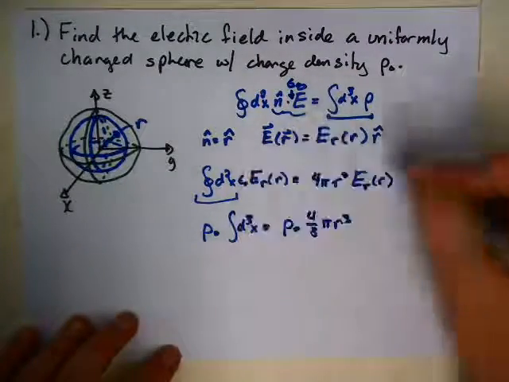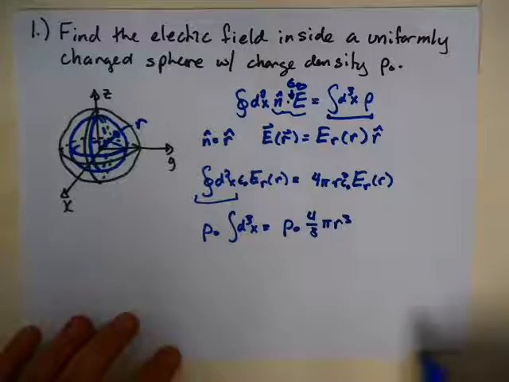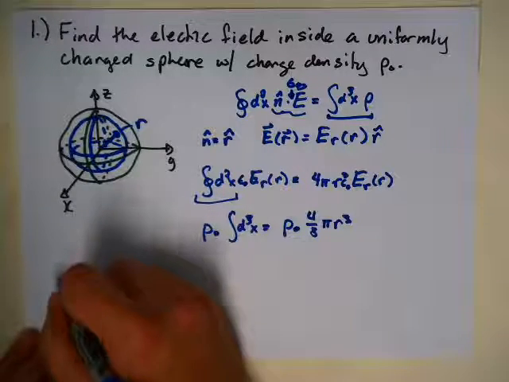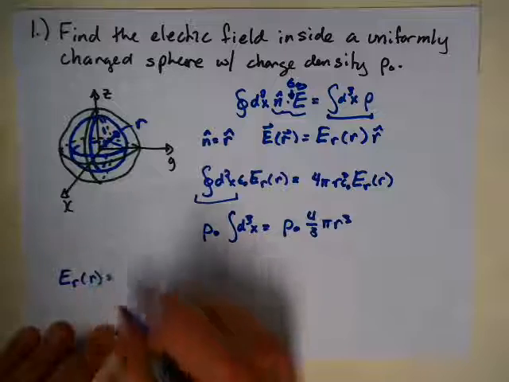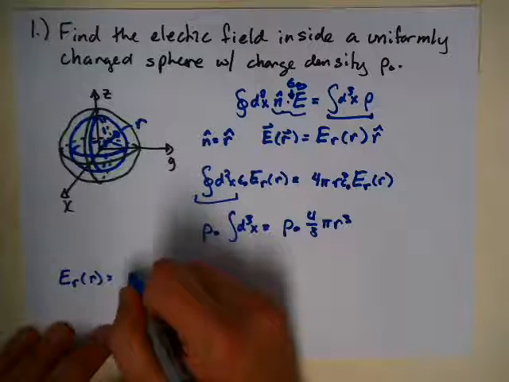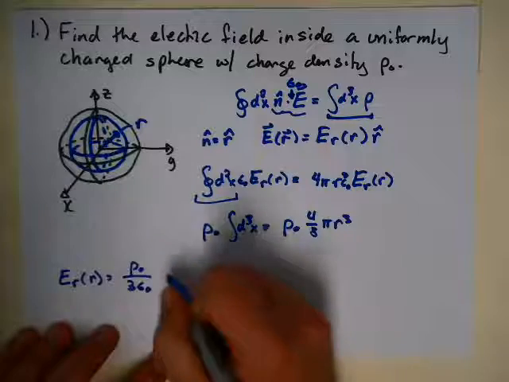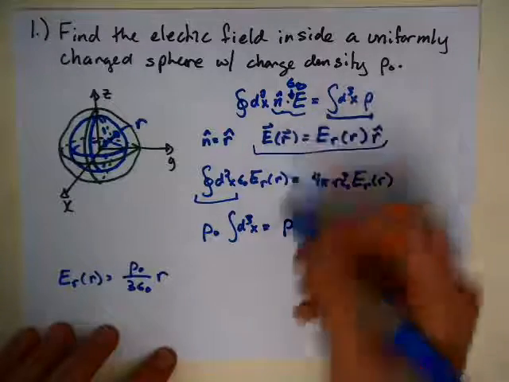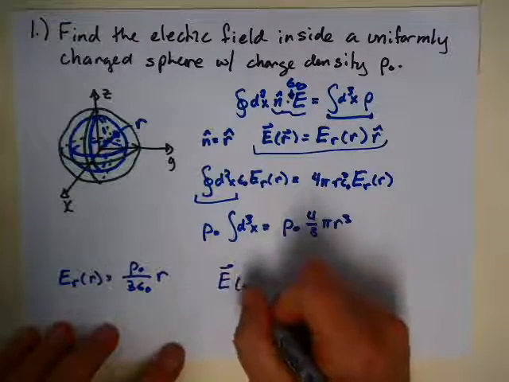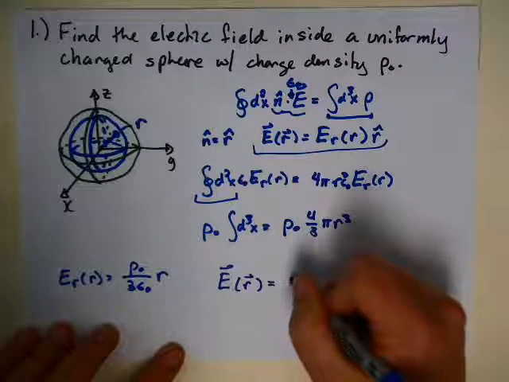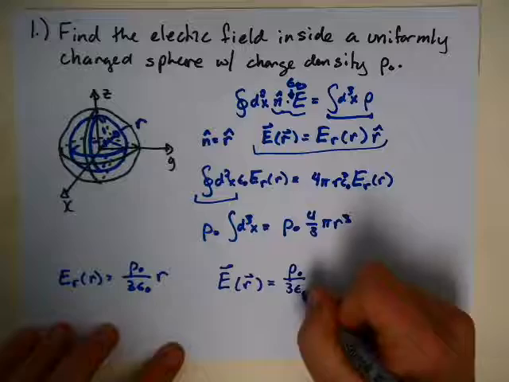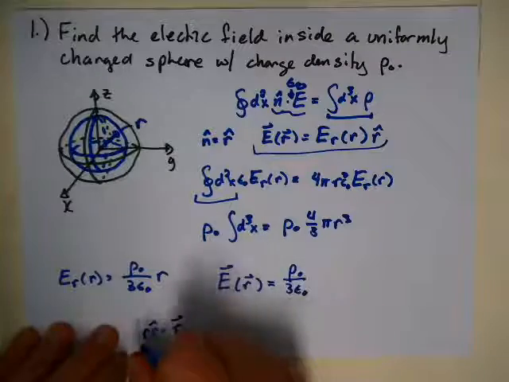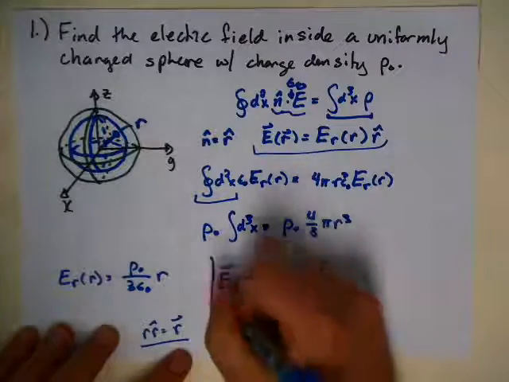So let's get an epsilon naught. Dividing by 4 pi r squared epsilon naught, we get that the electric field in the radial direction must be then ρ0 over 3 epsilon naught times r. And then identifying this condition here, we can recover that the electric field vector is ρ0 over 3 epsilon naught, and we're going to make the identification that r hat is equal to the vector, so this is going to be r vector.